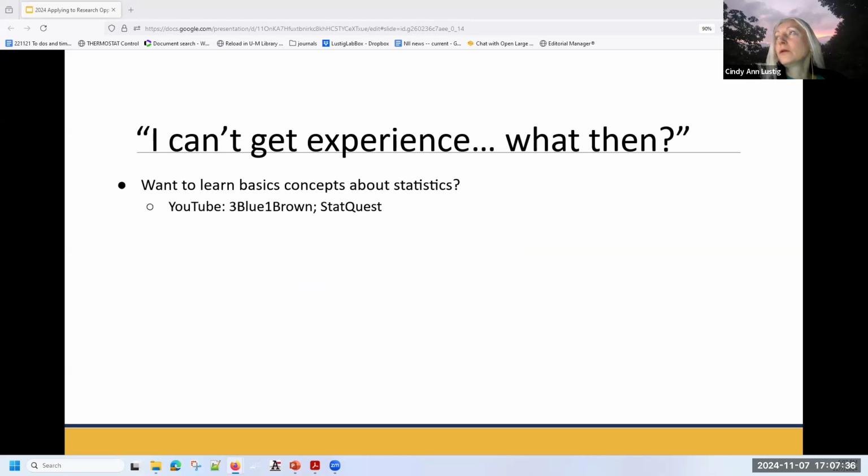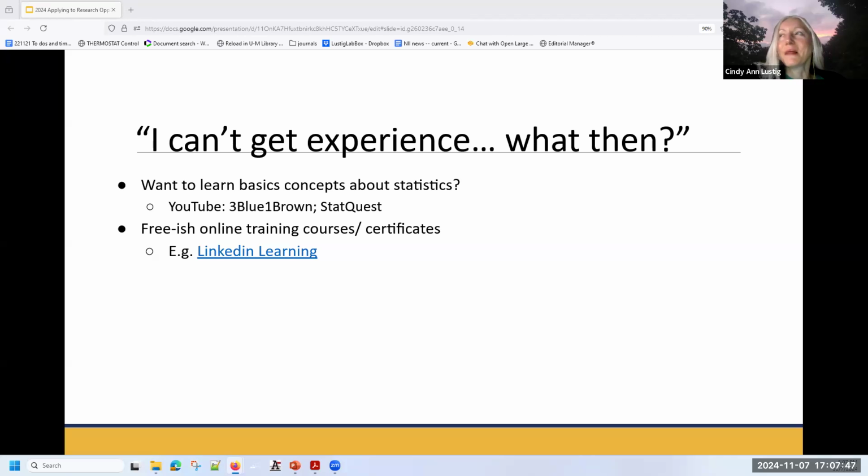So if you want to learn some other basic concepts about stats, some other free-ish online training courses or certifications, LinkedIn Learning, again, they will often let you take some things for free. If your university doesn't have a subscription and you want the certificate, you might have to pay a small fee for that. But even just saying I have the skills and I can do this is going to help you a lot.